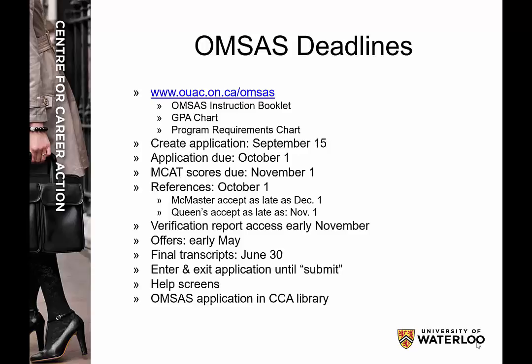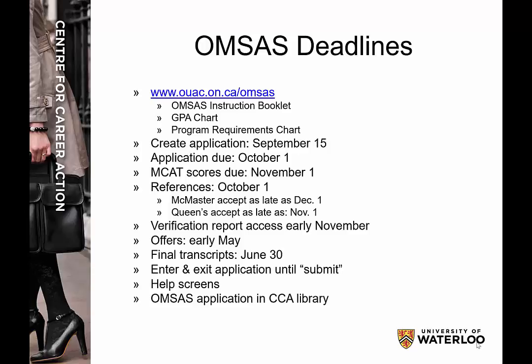OMSAS creates a verification report after comparing all courses listed in the post-secondary section of your application against your transcript. The verification report summarizes your personal information, references received, MCAT scores, and GPA. This information is typically available starting in November, and it is an applicant's responsibility to notify OMSAS with changes. Check the OMSAS instruction booklet for this year's deadline.